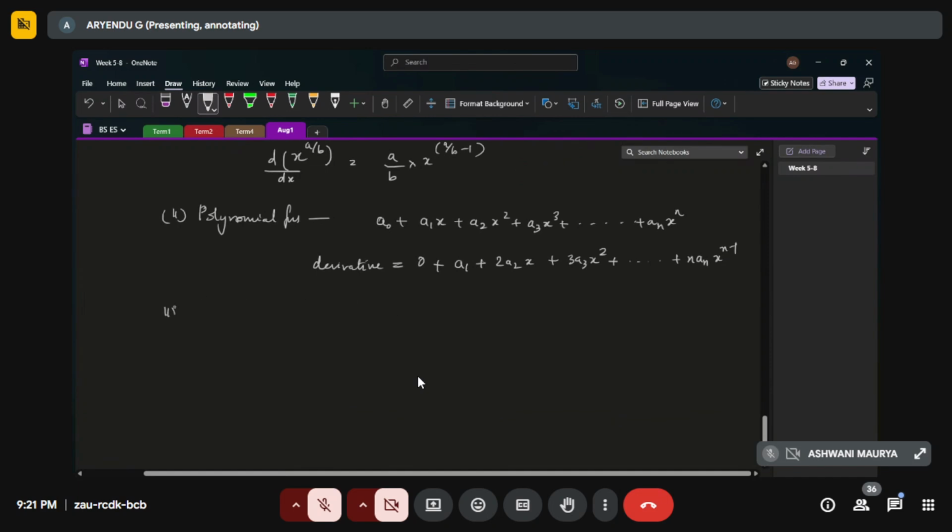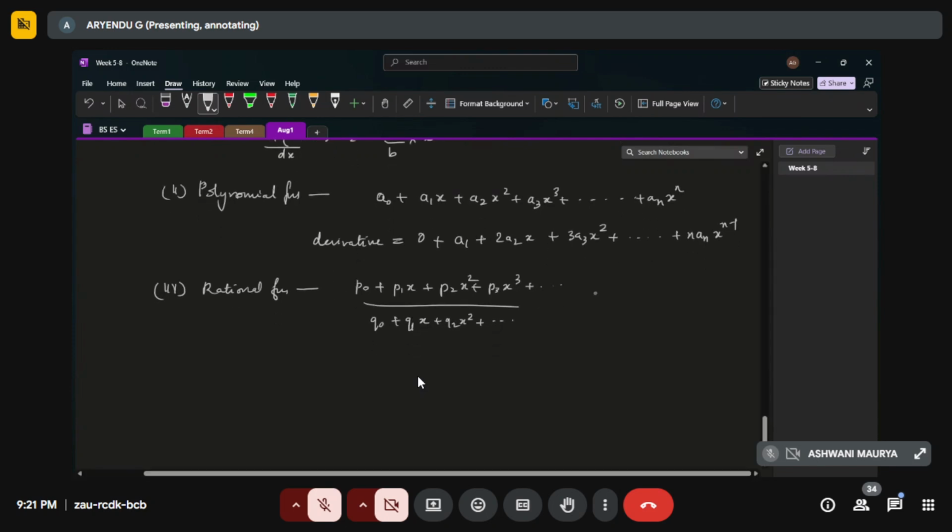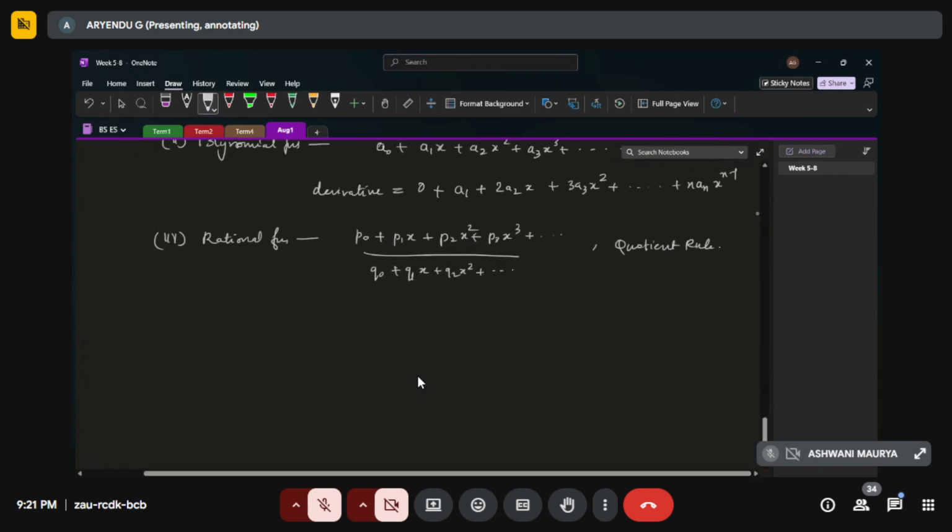And then there are rational functions, which are basically polynomial functions in fractional form. You can see that we have a rational function, p0 plus p1x plus p2x square plus p3x cube and so on, divided by another, q0 plus q1x plus q2x square and so on. You cannot do the rational functions similar to how we have done here. Here we have to use the quotient rule. You have to ensure that q of x is not equal to 0.